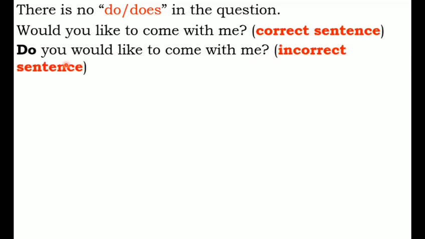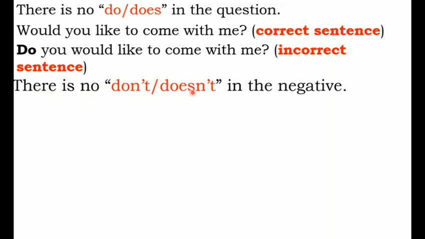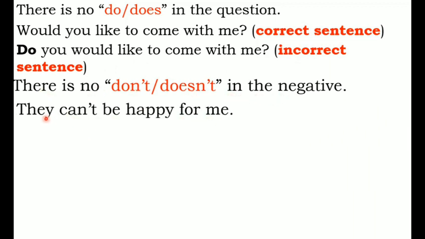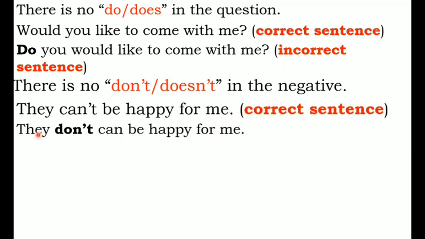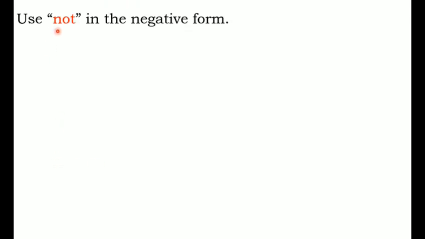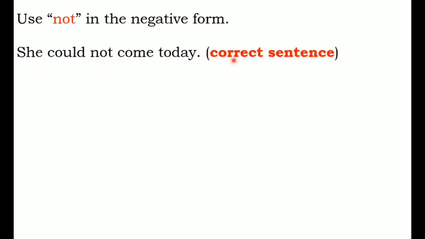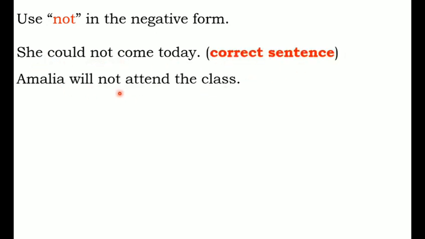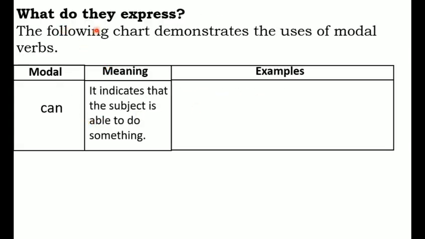Yes. Next, there is no don't or doesn't in the negative. Example, they can't be happy for me. This is correct. Well, this one, they don't can be happy for me. This is wrong. Now, use not in the negative form. She could not come today. This is correct. Amalia will not attend the class. Correct also.